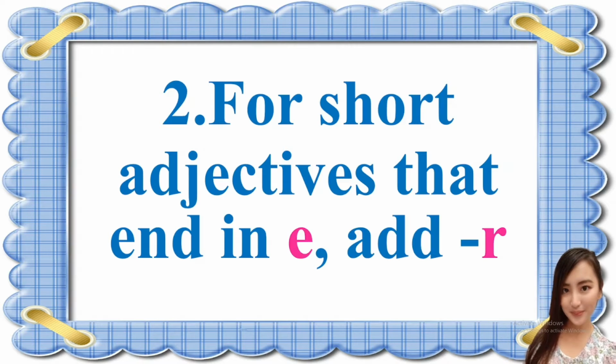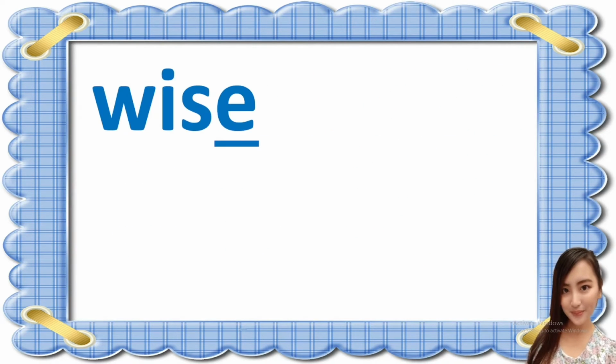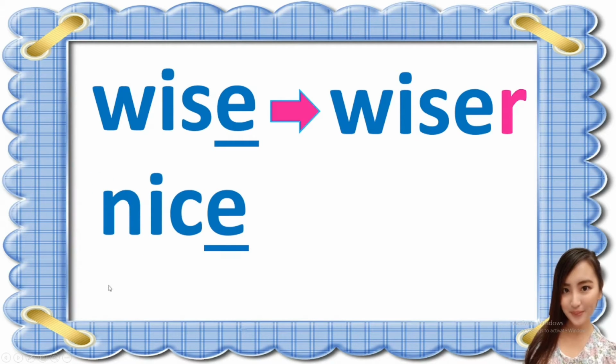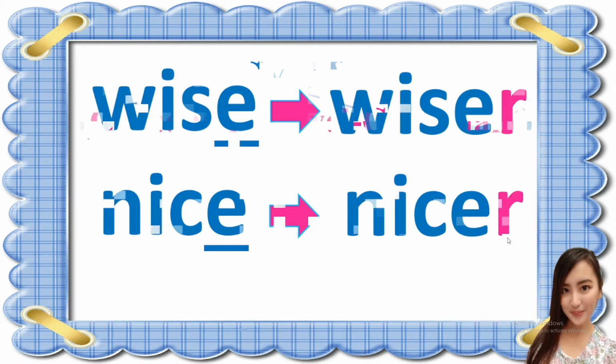Number 2, for short adjectives that end in E, add R. For example, wise. So this is an adjective, W-I-S-E, and the last letter is E. So for this one, we just add R. Not ER, just R. Wise, wiser. Next, nice, letter E. Nicer, plus R. Easy, right?